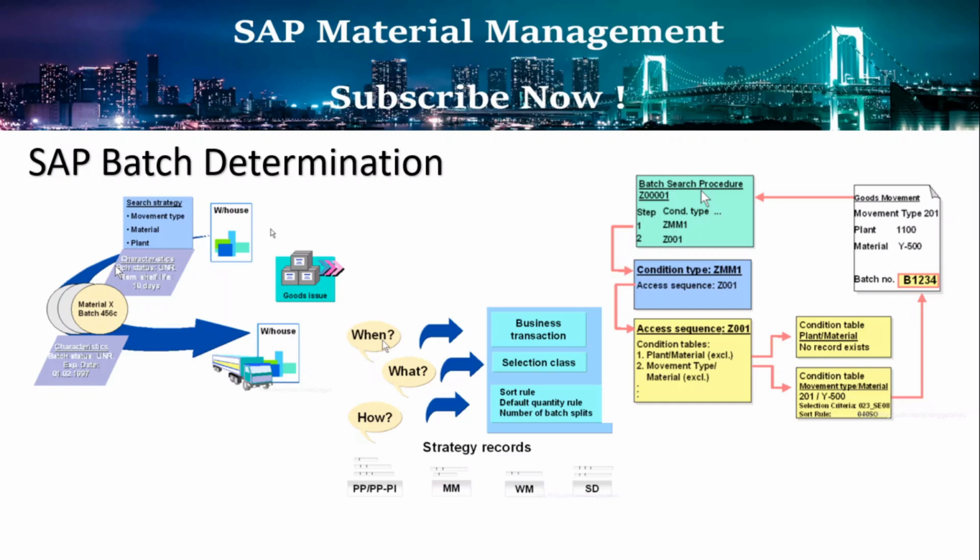6. Selection classes. You store the selection criteria as characteristics in a selection class. It does not have to include all the characteristics that you use to classify your batch, only those that you want to use for selection. And finally, 7, the sort rules. You specify the characteristics according to which the system sorts the batches it finds. You can specify an ascending or descending sort sequence for each field.